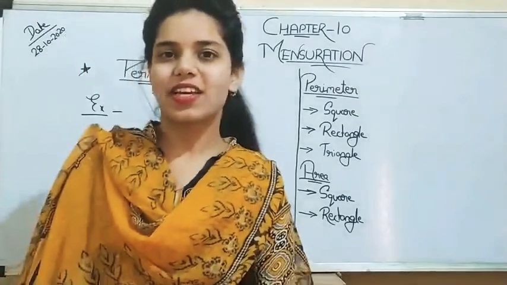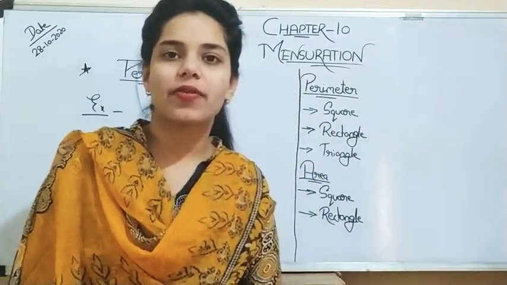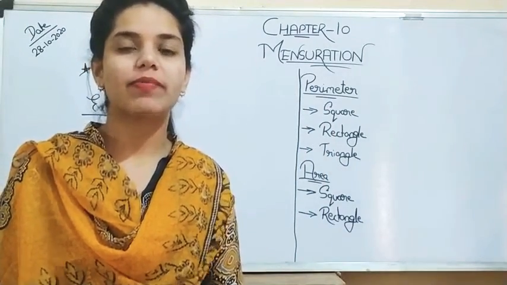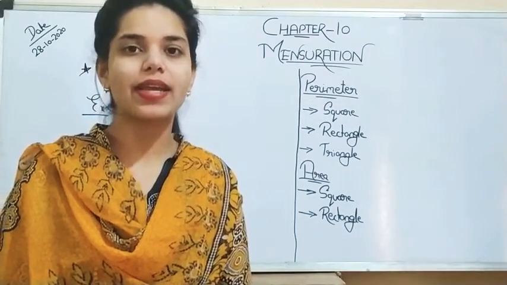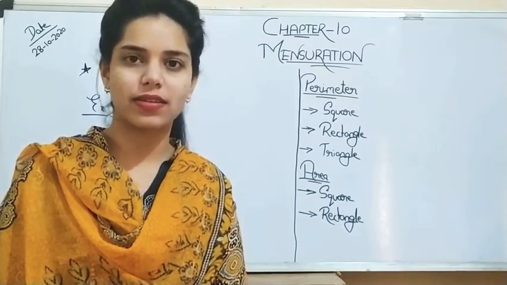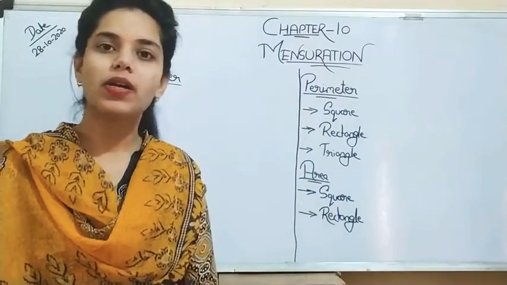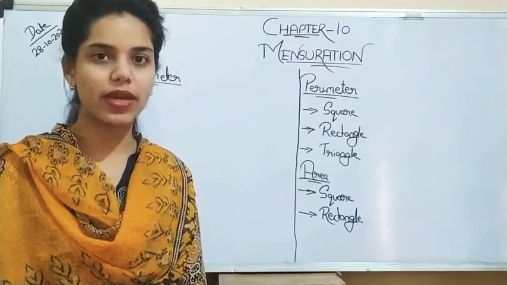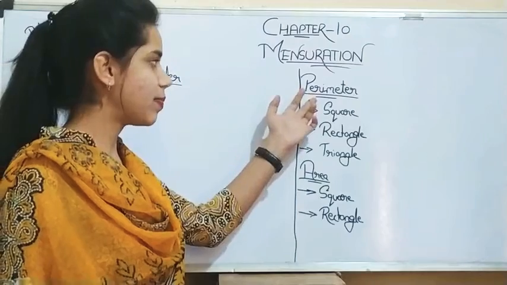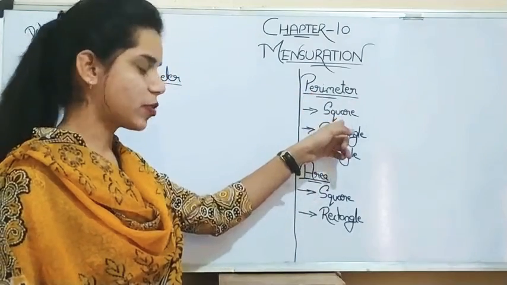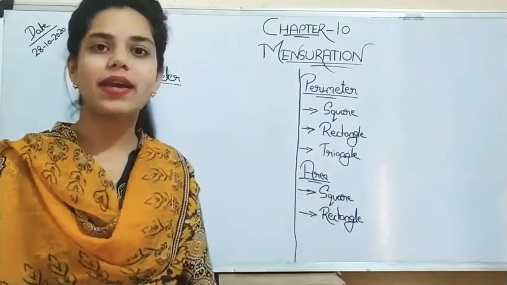Good morning students. Students, let's begin chapter 10, which is mensuration. In mensuration, we are doing calculation and we measure area, perimeter and volume of different kinds of shapes like rectangle, square, triangle, circle. So if we are measuring them in terms of their perimeter, area and volume, that is known as mensuration. In mensuration, we'll find the perimeter of square, rectangle and triangle, and we'll see the area of square and rectangle.